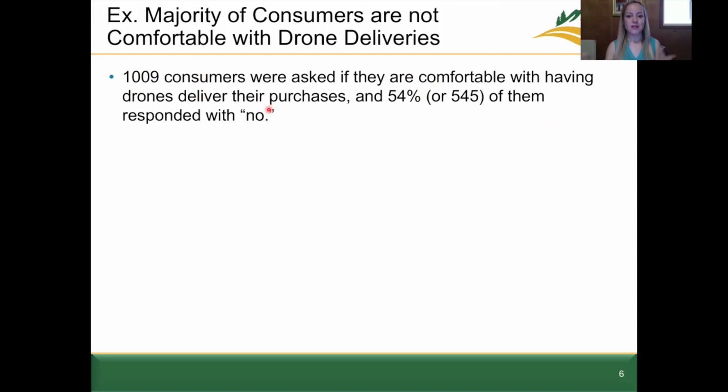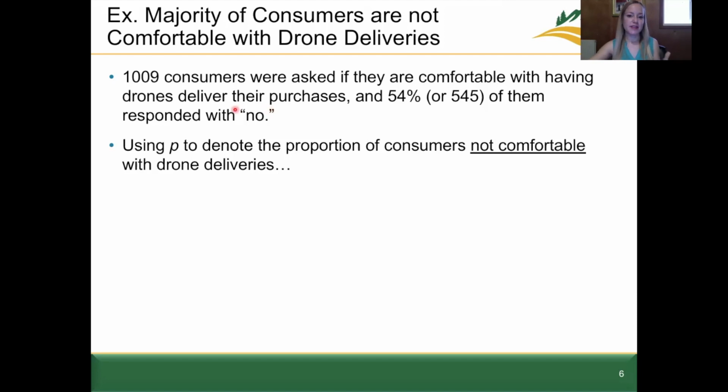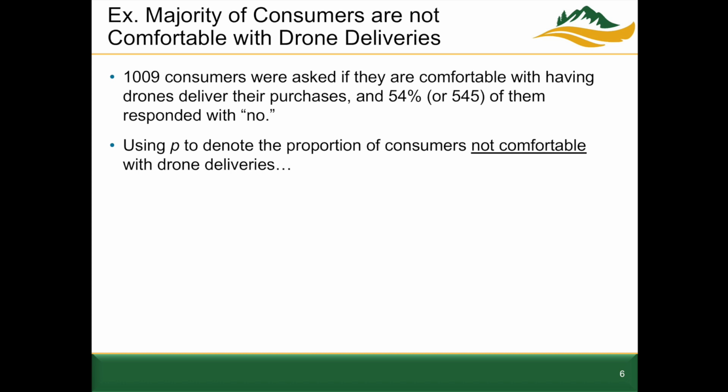From what we've done so far with notation, we can assign a p to denote the proportion of consumers that are not comfortable with drone deliveries. Remember that p, lowercase p, is the population proportion, and p hat would be our sample proportion. We learned in Chapter 7 that we can use a sample proportion as a point estimate for our population proportion. In other words, we can find the sample proportion, and that is our point estimate. We can use that point estimate value to make inferences about our population proportion, or just p.